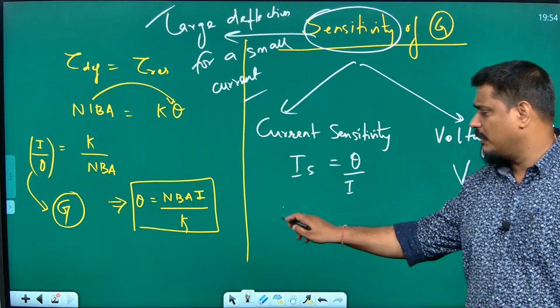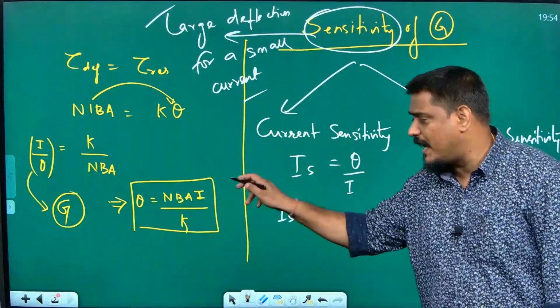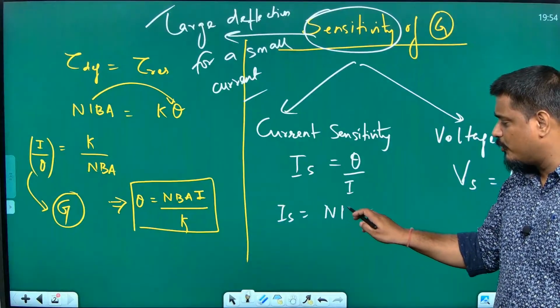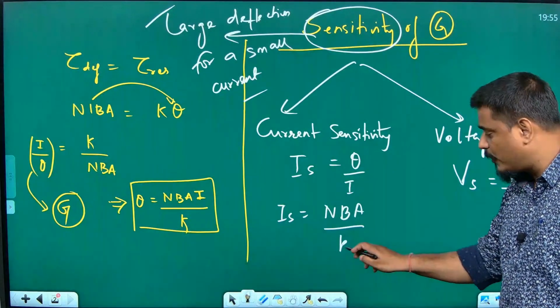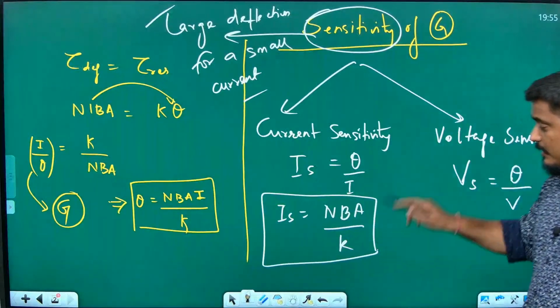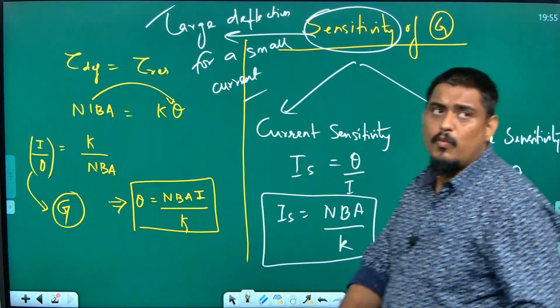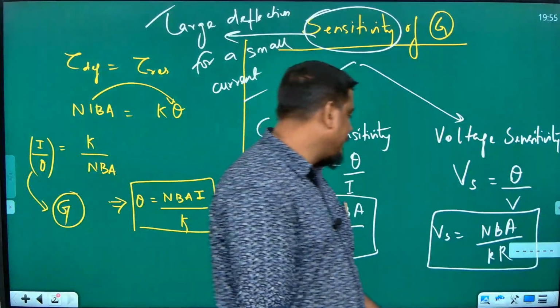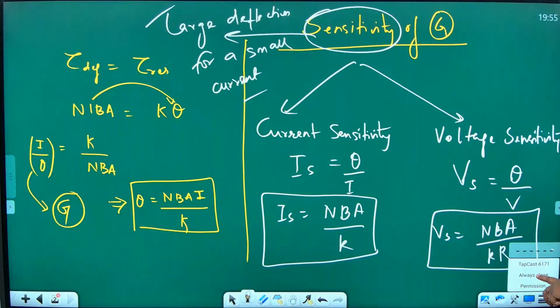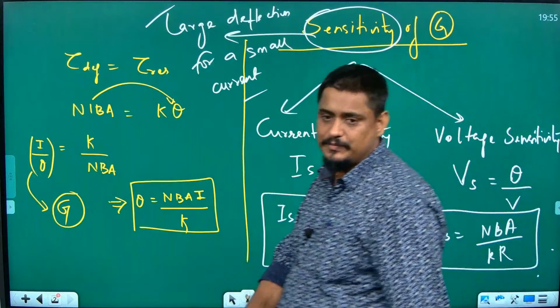Now, if you put the value of theta here, theta value we already have, NBA I by K. I gets cancelled. IS will become equal to what? NBA by K. Questions come from here every year. Theory question comes, MCQ question comes, A and R question comes from here. So understand this concept well. VS will become equal to what? NBA I by K, and V is IR. I gets cancelled, it will become NBA by K into R. R is the resistance there. So we came to know what voltage sensitivity is. Voltage sensitivity is NBA by KR. Current sensitivity is NBA by K.